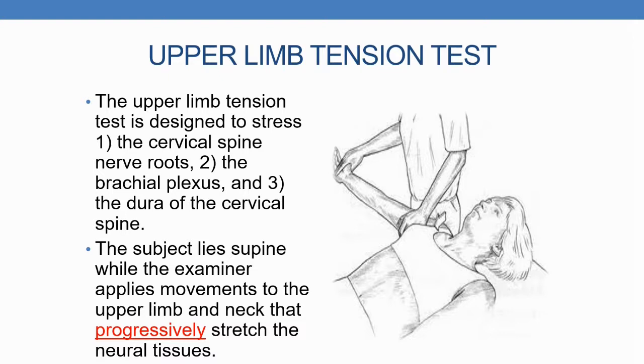Okay, another examination maneuver to add to your template is the upper limb tension test. This is also a root tension maneuver. The upper limb tension test is designed to stress the cervical spine nerve roots, the brachial plexus, and the dura of the cervical spine. To perform it, the subject lies supine, and the examiner applies movements to the upper limb and the neck that progressively stretch the neural tissues.